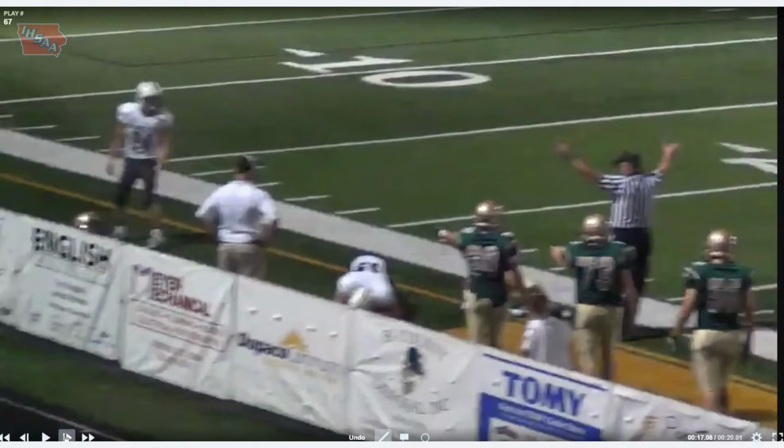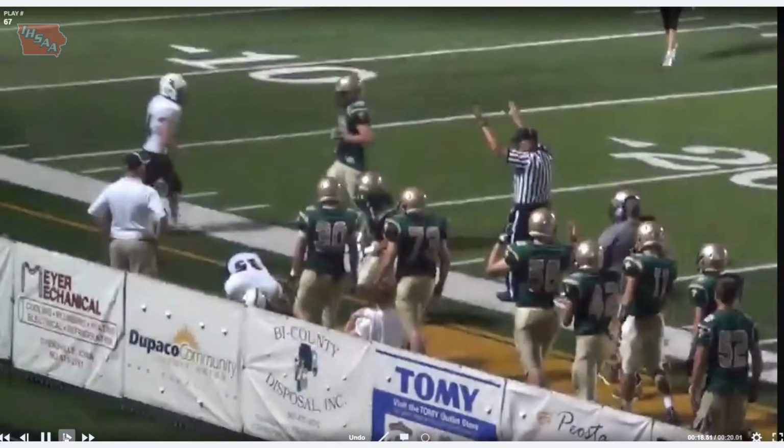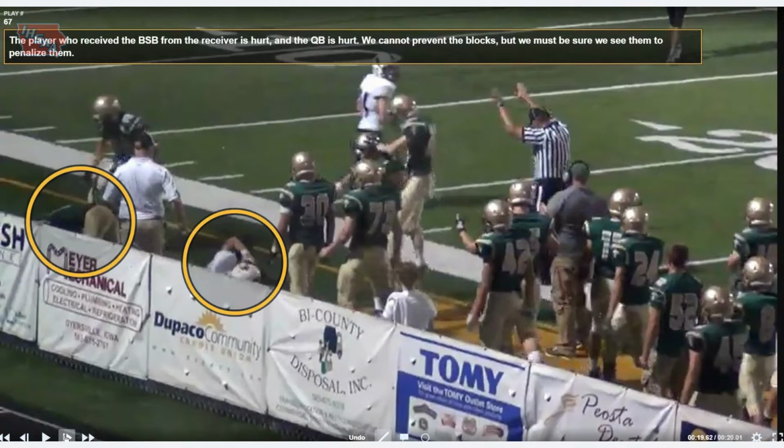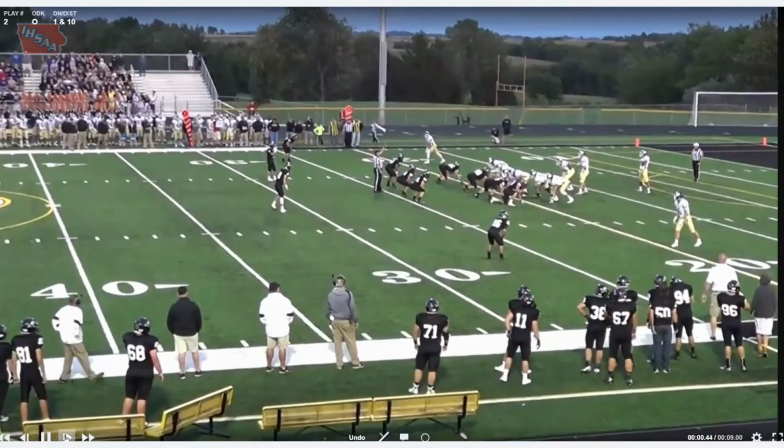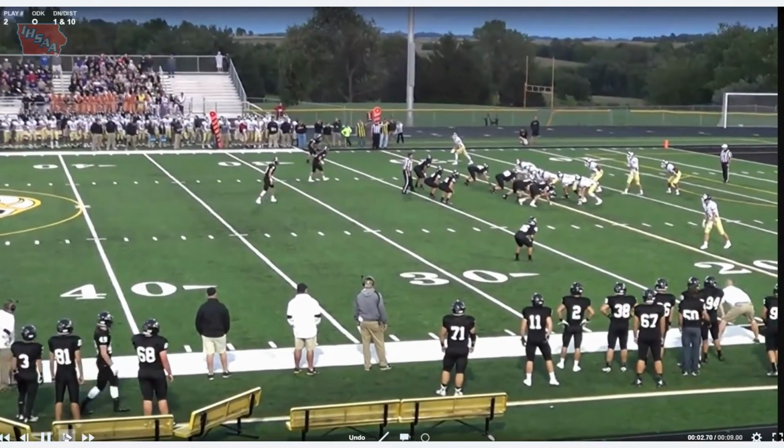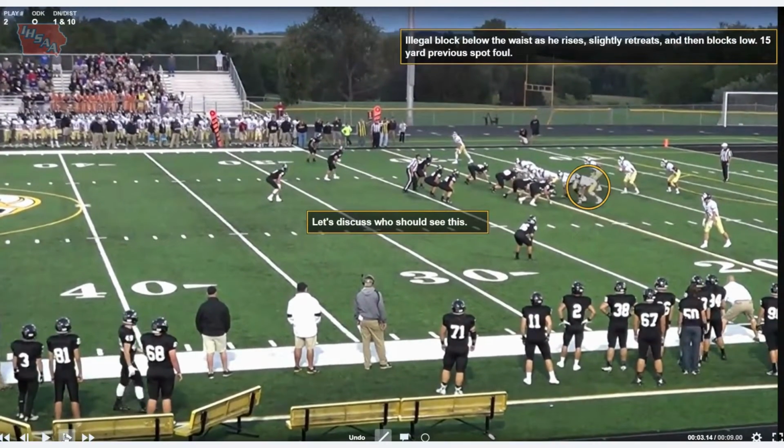Okay, so, let me see what I have else for notes here. Oh yeah, so the player who received the blindside block from the receiver is the one who's hurt and the quarterback's hurt. And again, we can't prevent these fouls, but we can make sure we get them penalized. That's our job. Our job is to make sure that we penalize safety fouls. And we need to be mechanically in the right spot and make sure that we're seeing the correct action.